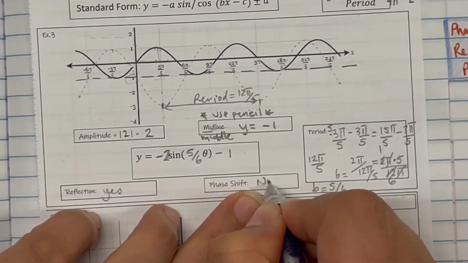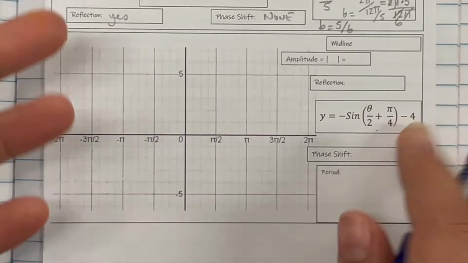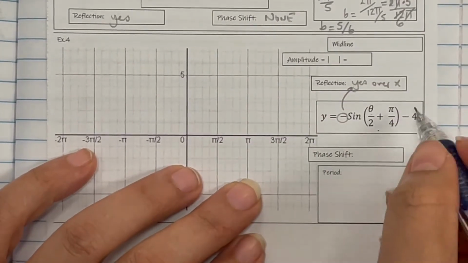All right, so we're not looking at a phase shift right now. We decided to go with the reflection. So it's a possible equation. All right, it's going to seem a little bit complicated, but bear with me. Try and really pay attention, okay? So let's start with everything we know. A negative is what? A reflection. So yes, it's going to reflect over x.